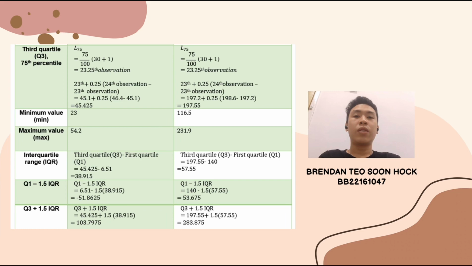The formula for interquartile range, IQR, is third quartile minus first quartile. The IQR for number of visits is 38.915 million, while the IQR for number of purchases is 57.55 million. If any value is less than Q1 minus 1.5 multiplied by IQR, it will be called an outlier. If any value is greater than Q3 plus 1.5 multiplied by IQR, it will also be called an outlier.